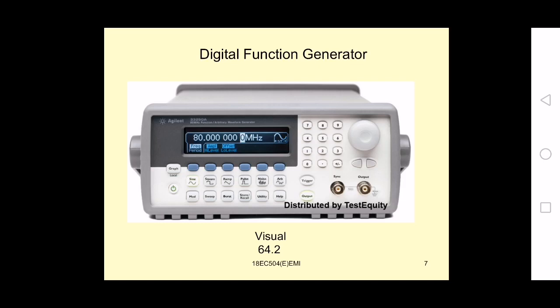So you are having the synchronizing input, output is there, and frequency control and trigger and output. So different types of signals and on and off button. So you are having different functions, that is front panel controls. And it is developed by the manufacturer Agilent Technologies. So this is one type of digital function generator that is available in the market.